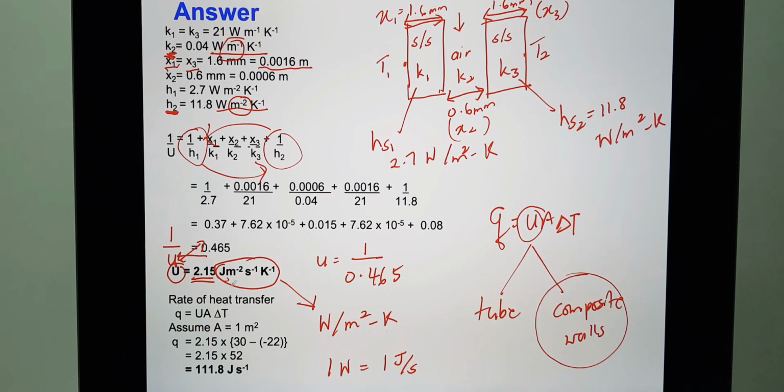Alright, so now the rate of heat transfer is Q equals UA delta T, and the area we assume is 1 meter square. So just apply the equation Q equals UA delta T. Then you should be able to get the value of Q as 111.8 joule per second, which is also equivalent to 111.8 watt. And basically this type of question will give you around 10 marks.